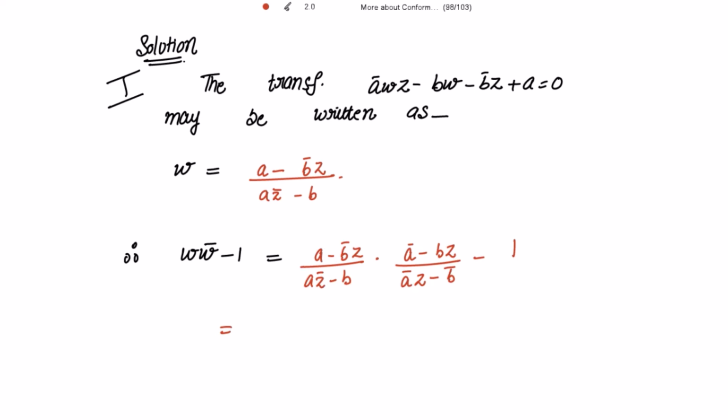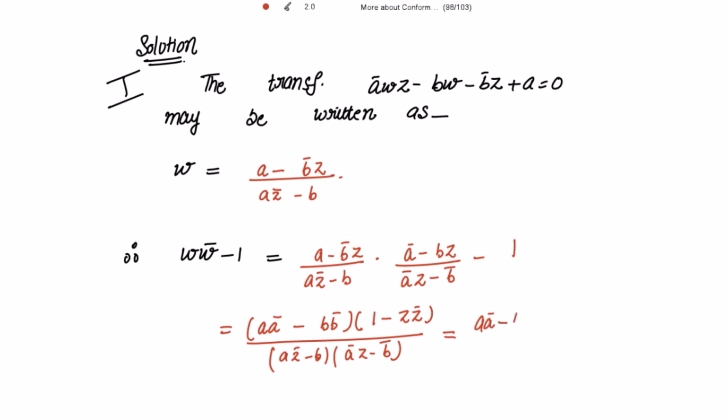So this is equal to, on simplification of the numerator, we get the product of a with its conjugate minus the product of b with its conjugate, into the other factor, which is 1 minus z into z bar, divided by (a z bar minus b) into (a bar z minus b bar), which can also be written as a into a bar minus b into b bar, into 1 minus z into z bar, divided by, as this is the conjugate of this factor, we can write this as mod of (a z bar minus b) square.